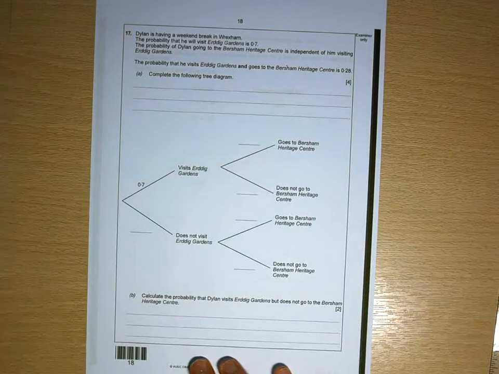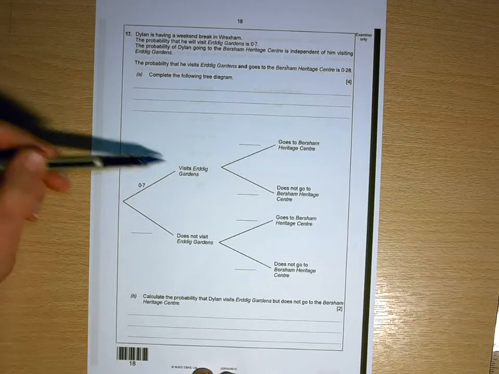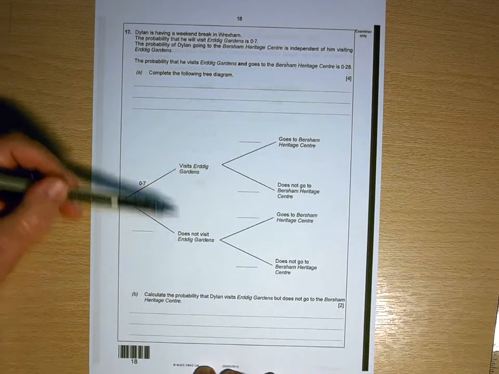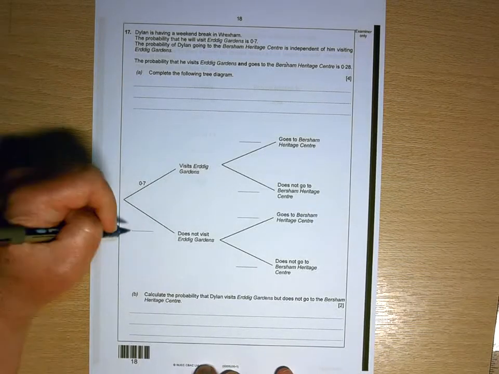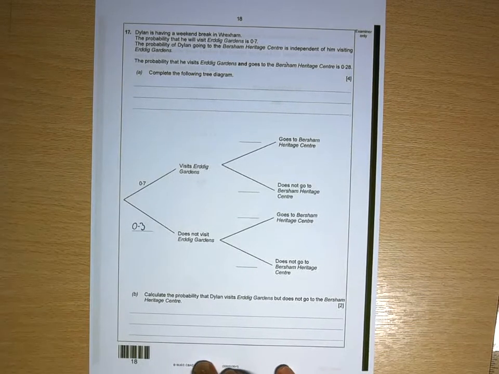Complete the following tree diagram. So the first event is here. He's visiting Erthig. He's either going to Erthig or he's not. So between them, those probabilities have to add up to 1. So the first mark is for putting 0.3 there.